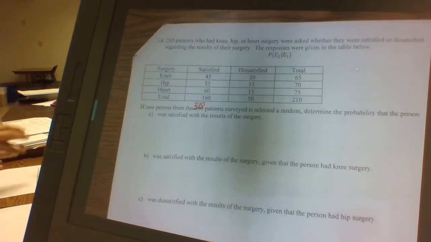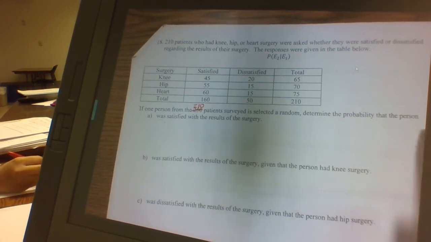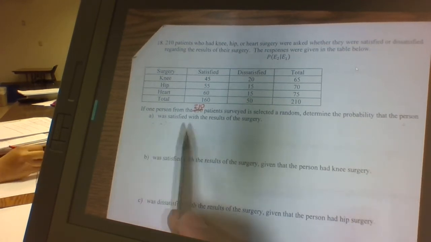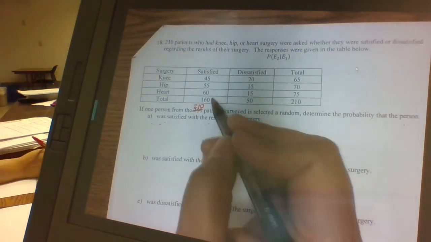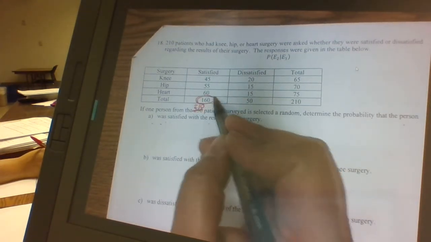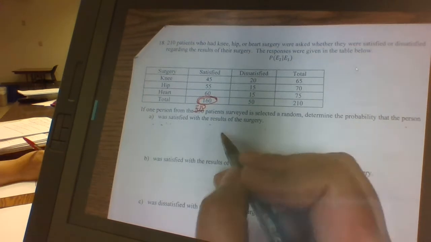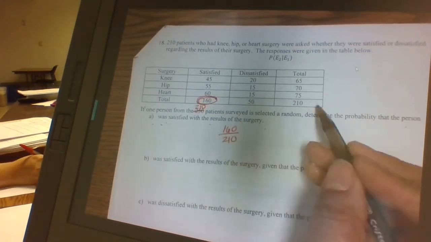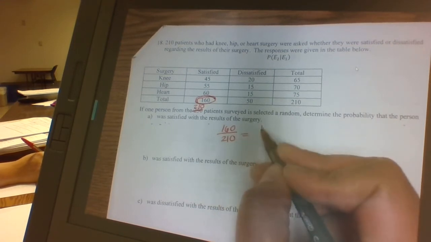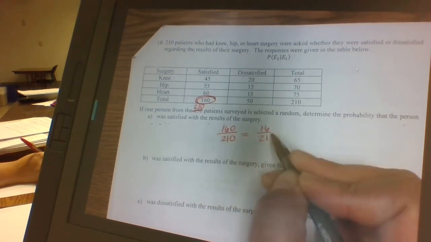So, what is the probability that the person was satisfied with the results from the surgery? So, how many people were satisfied from all the surgeries? 160 out of 210 total. So it reduces to 16 over 21.